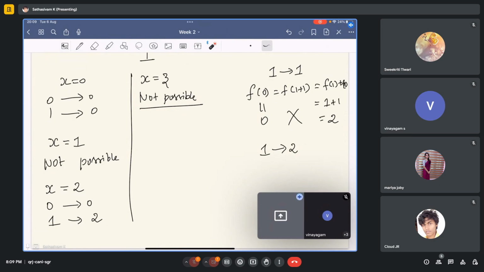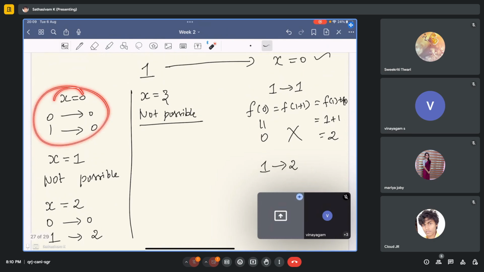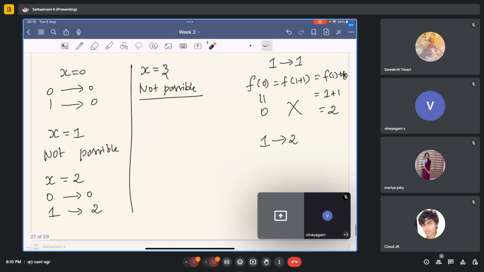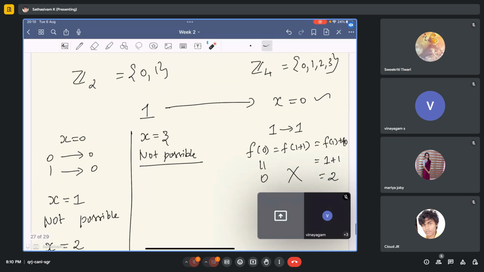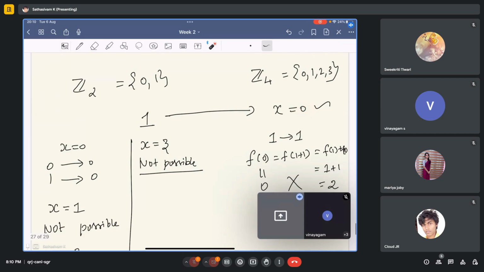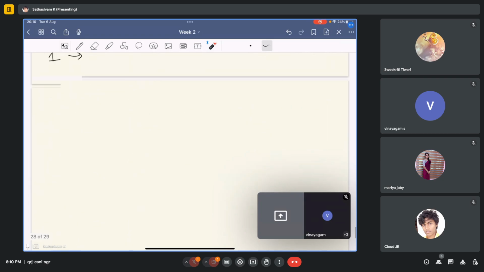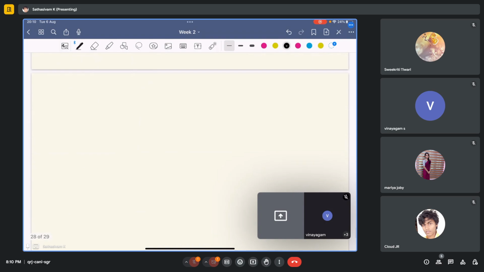So how many maps do you get? You get 2 maps, one here and one here. Okay. So one map is where x equal to 0 and the other map is x equal to 2. Okay. So let's do one more small question, probably then we'll stop. This I can do, but probably we'll just do one easy one and then we can stop. Okay. So the next question, let's find all the homomorphisms from Z2 to Z4. Let's say, sorry.